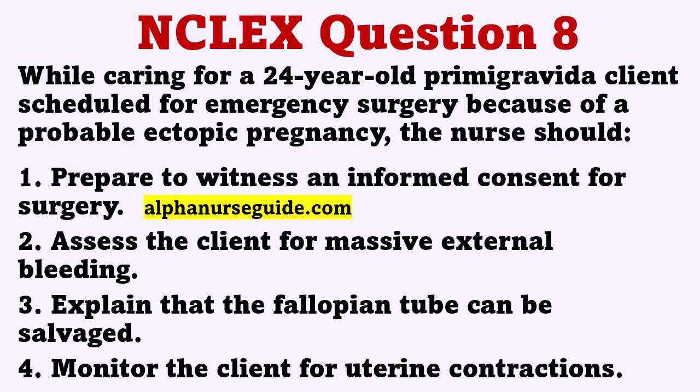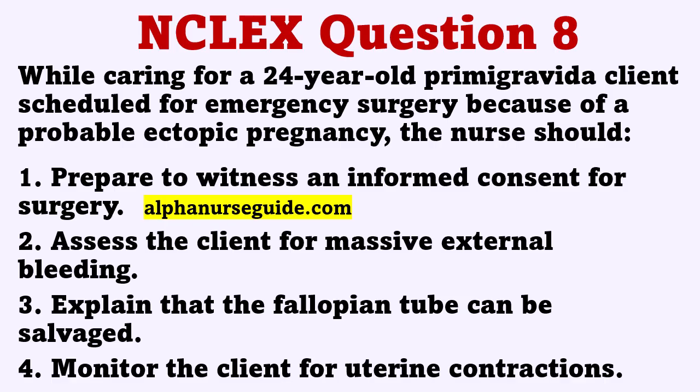While caring for a 24-year-old primigravida client scheduled for emergency surgery because of a probable ectopic pregnancy, the nurse should: 1. Prepare to witness and inform consent for surgery. 2. Assess the client for massive external bleeding. 3. Explain that the fallopian tube can be salvaged. 4. Monitor the client for uterine contractions.